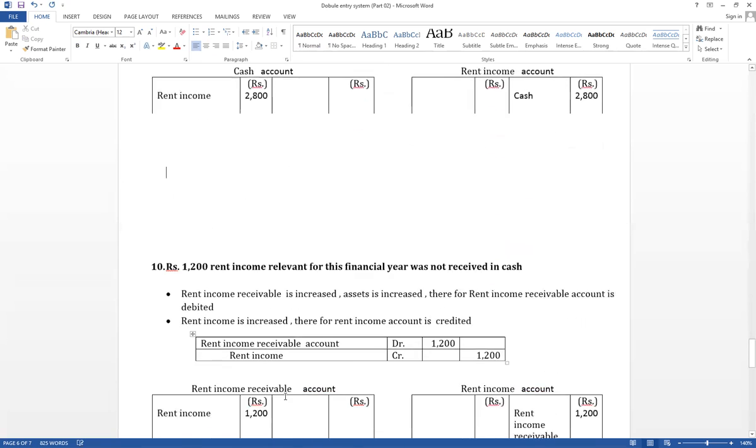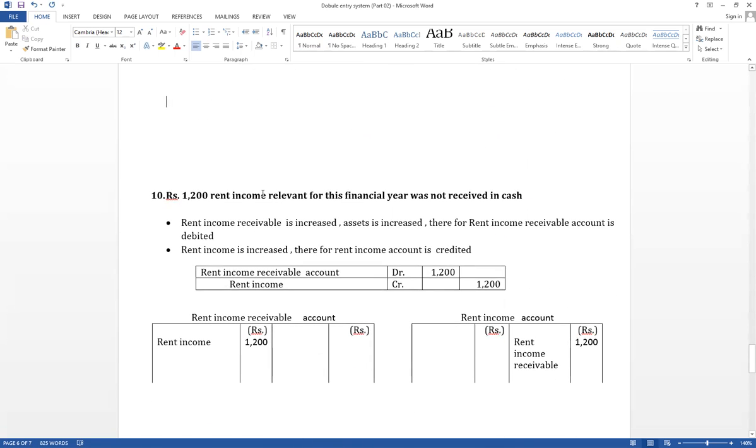Then 10th one, 1,200 rent income relevant for this financial year was not received in cash. Not received. Rent income but not received. Therefore, it is notified for cash now. Rent income receivable is an asset. Income increase, asset increase. Therefore, rent income increase. If income increase, rent income receivable increase. Rent income receivable increase, asset increase. Therefore, rent income receivable account debit, as well as rent income increase.